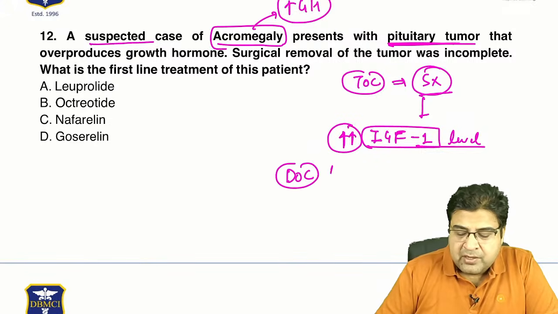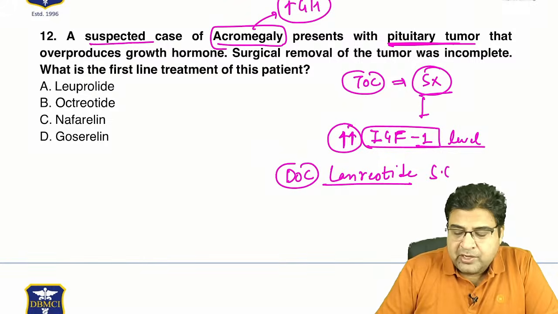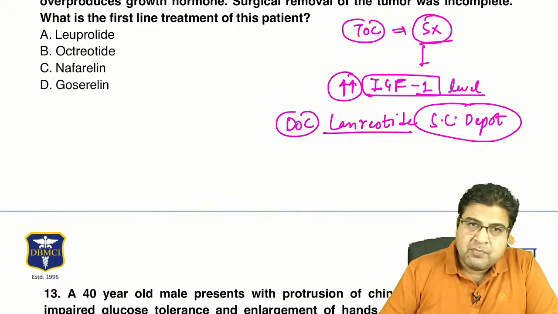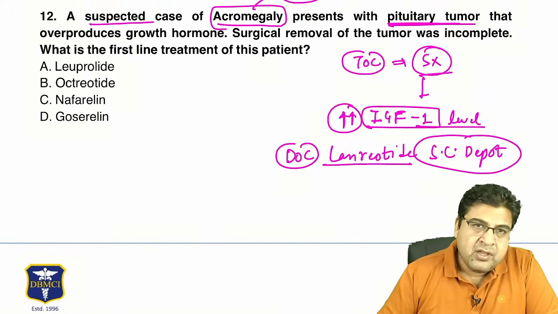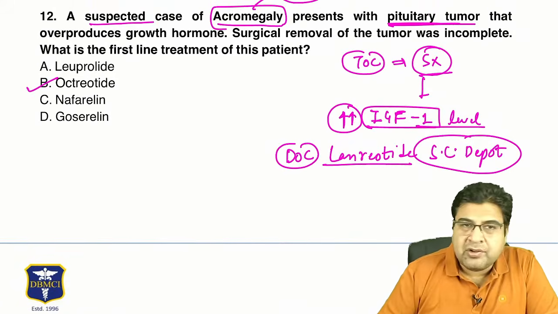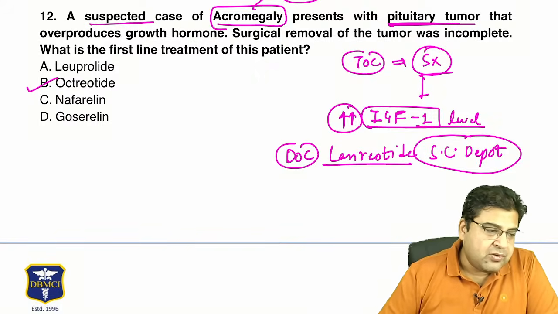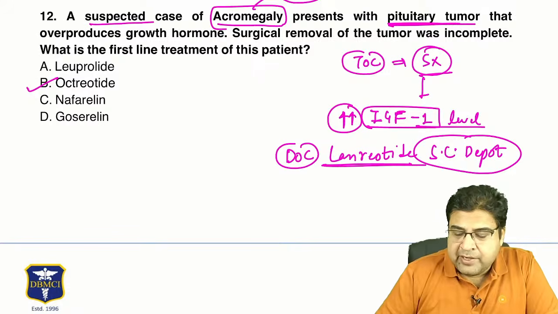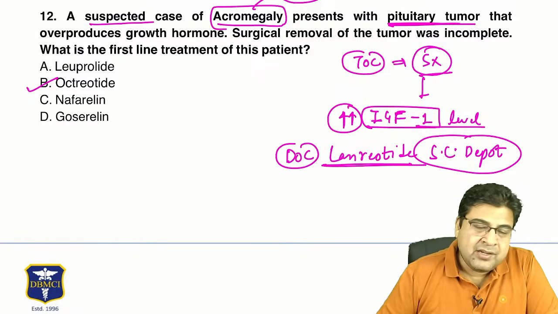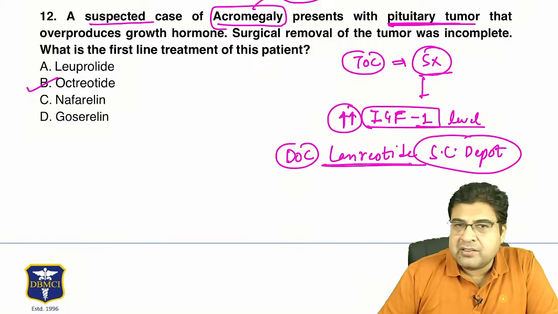And guys, please remember the drug of choice is lanreotide. Lanreotide subcutaneous depot is the drug of choice, but here the lanreotide option is not given. So we will mark the medicine octreotide. Octreotide is a somatostatin analog. So octreotide and lanreotide, these medicines are somatostatin analogs. So these medicines we can start in the treatment.